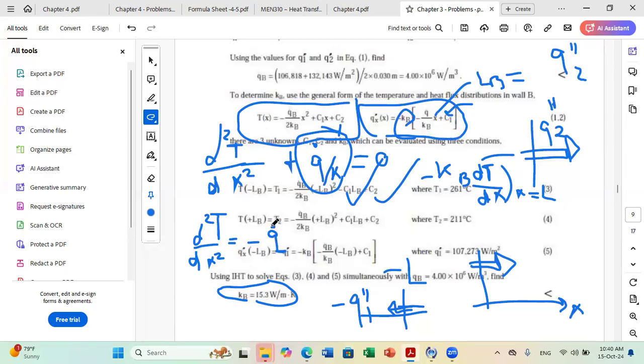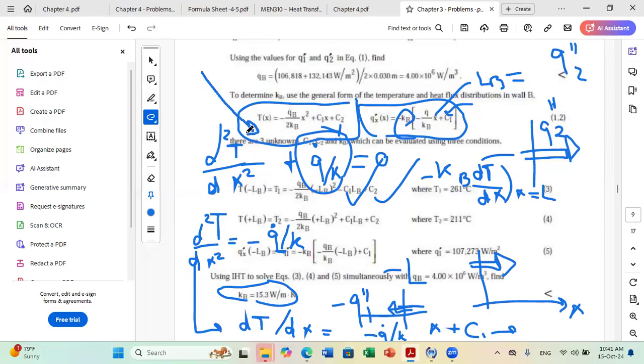So minus q dot over k. Okay, now integrate. If you integrate the first time, what do you get? dt by dx equals minus q dot over k times x plus constant c1. If you integrate another time, what do you get? Minus q dot over 2k x squared plus c1 x plus c2. This is the equation.